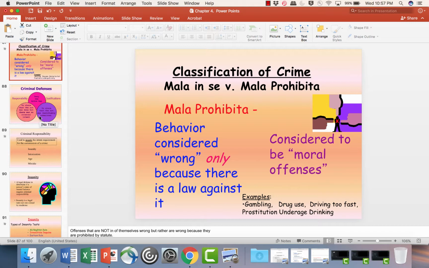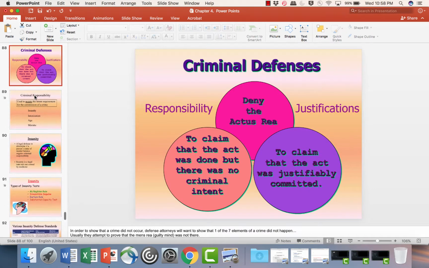Mala prohibita is that it's considered wrong only because there's a law against it. So these are moral offenses. Gambling, some people don't think gambling is wrong, and in fact, in certain states, gambling's not illegal. Drug use, again, in certain states, it's no longer illegal. Driving too fast, in certain countries, it's not illegal. And then prostitution, underage drinking. So mala prohibita is just, it's wrong because there's a law against it. With mala in se, nobody would argue about the severity of those types of cases.